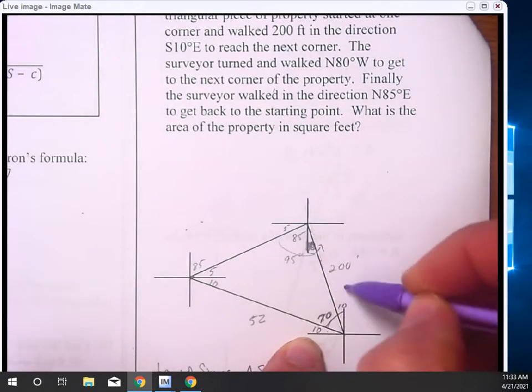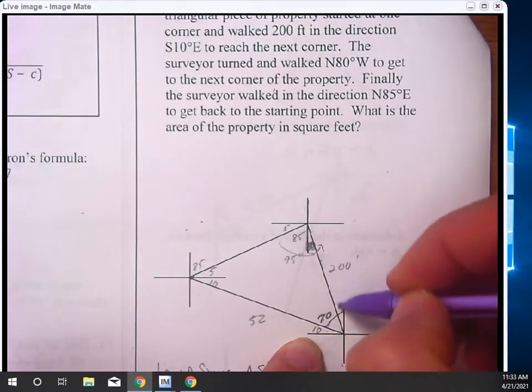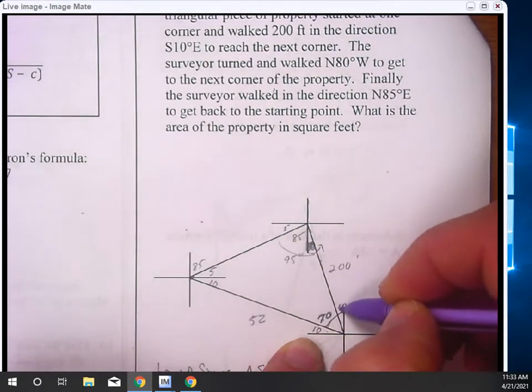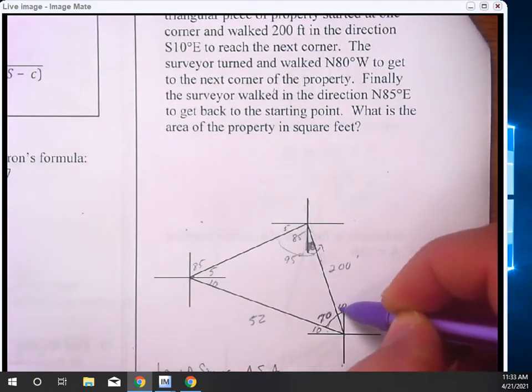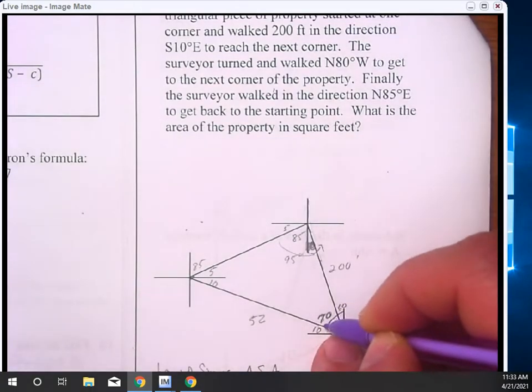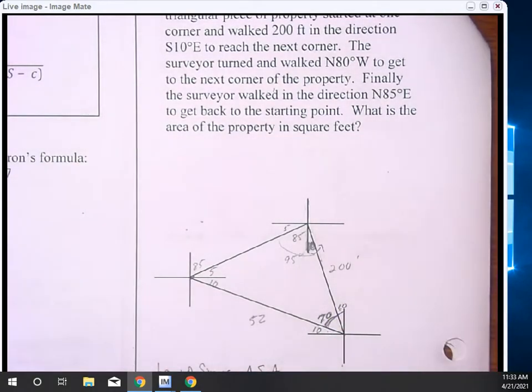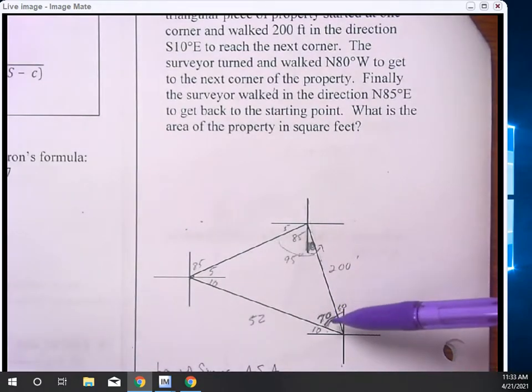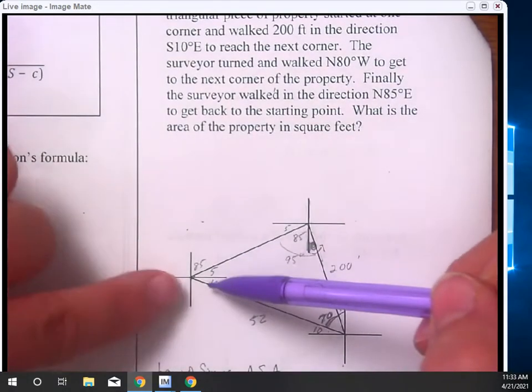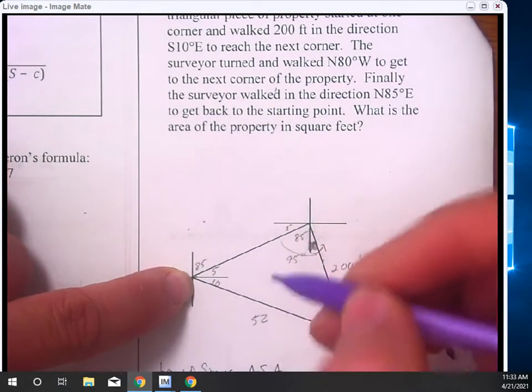Parallel lines cut by a transversal, alternating interior angles are the same. If I take 10 degrees from 80, then this inside piece, the angle that I need in my triangle, is 70 degrees. Then the surveyor walked 85 degrees east of north.